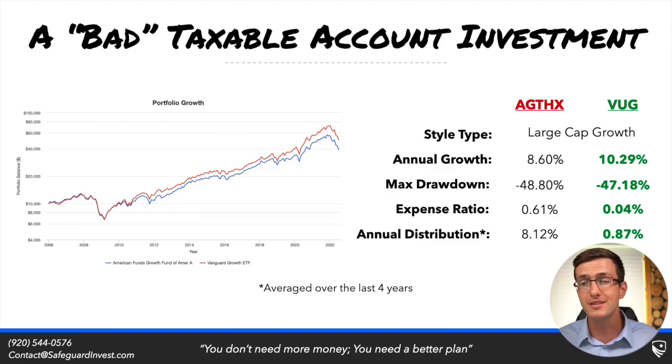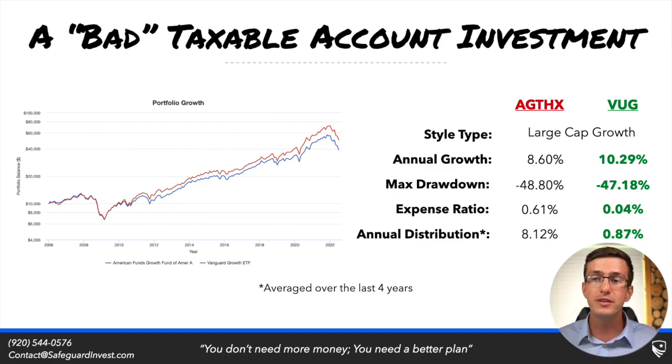Going back to 2006, we've seen that there's basically a 1.5% performance difference between the ETF and the mutual fund. We see that the max drawdown is quite similar, so the risk is quite similar between these 2 funds. We see that the expense ratio of the mutual fund is more than 10 times that of the ETF. And one of the most important things when we're talking about a taxable account is the forced income that investors are forced to take from each of these given funds.